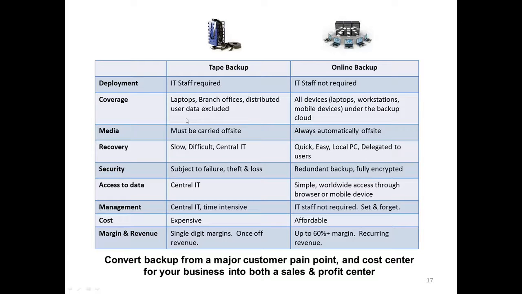And then this last point is probably the most important point for everybody on the call, margin and revenue. When you sell tape backup solutions or disk-based backup solutions, you're making single digits. You're making extraordinarily thin margins on that hardware. It's once-off revenue on that hardware. With online backup, you're earning up to 60% margin. It's ongoing recurring revenue with no additional labor on your side associated with that revenue. So again, extremely high margin recurring revenue streams compared to single-digit margin on a once-off equipment purchase.